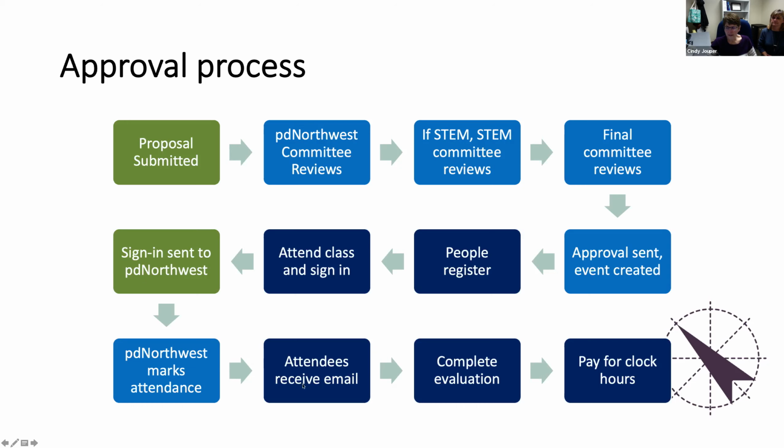Once we mark the attendance, attendees will receive their email that says, thanks for attending, please do this evaluation. Evaluations are a required piece of doing clock hours. So they'll be asked to do an evaluation. Once they complete the evaluation, they get another email that says you've done that, now you can pay for your clock hours. Once they pay for their clock hours, then they're done. They can print out their transcript or their proof of clock hours. So that's that process in a nutshell.